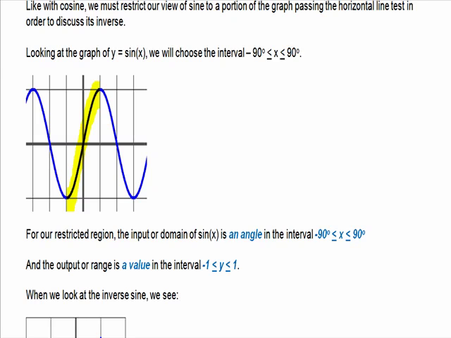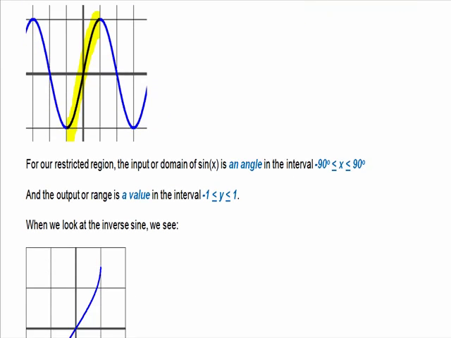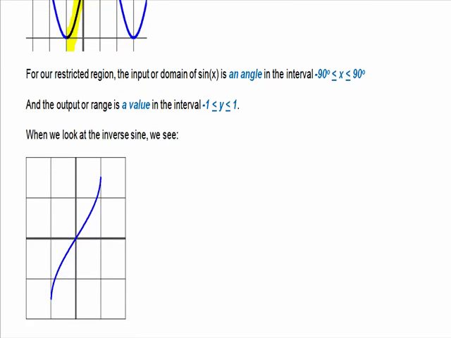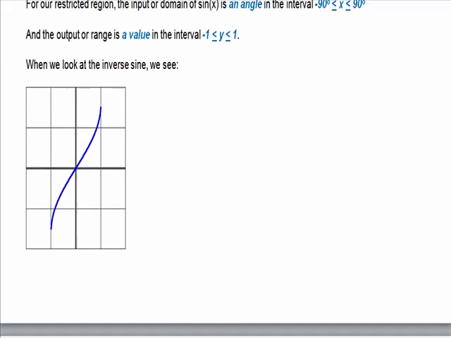When we look at the inverse sine and graph it, notice what we see. Again, remember we interchange the domain and range? And so notice what was y's on the sine graph become the x's on the inverse sine. So notice the inverse sine goes from -1 to 1. And again, if I had actually put a scale on this, you would have noticed that the y's would go from -90 up to 90. And so this is the graph of the inverse sine function.